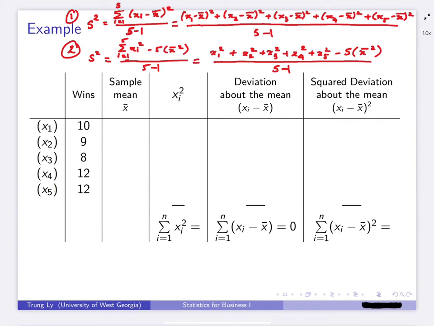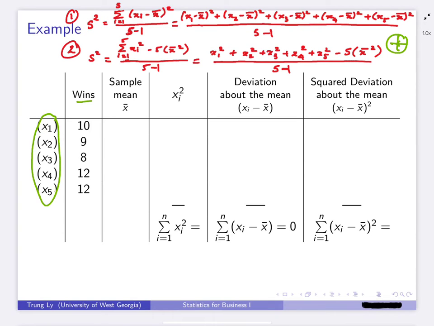In this video, we will apply the two formulas we learned previously to find the sample variance for a specific data set and then find the sample standard deviation. I have written the two formulas here to make it easier for us to follow. Okay. Now the data set has 5 observations of a variable called winds.